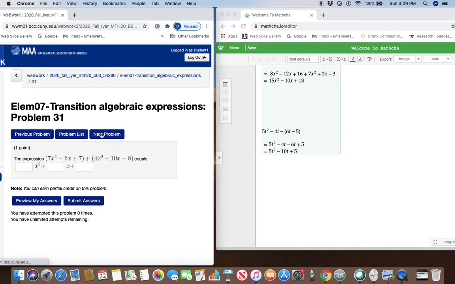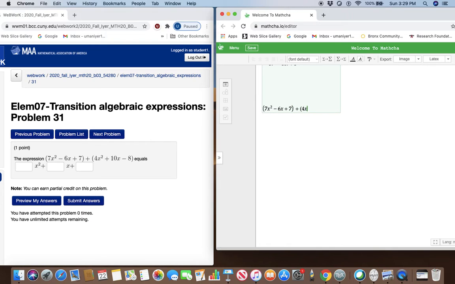All right, next problem. The expression equals what? So again we are simplifying. So let's go. 7x squared minus 6x plus 7 plus 4x squared plus 10x minus 8. So that gets you, open the parentheses. This one is good as it is because it's a positive, minus 6x plus 7. This also opens as it is because of a plus. So plus 4x squared plus 10x minus 8.